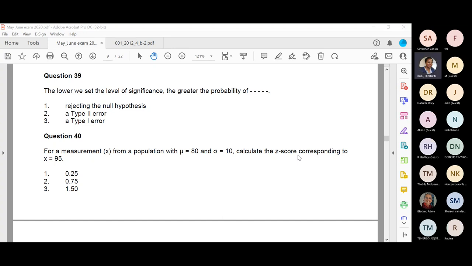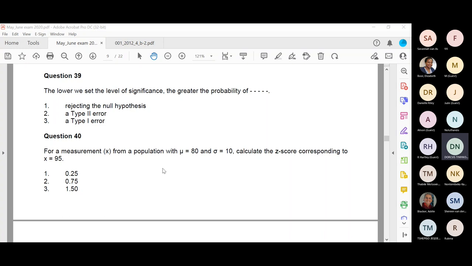The lower your significance level, the lower the power of the test would be, right? If you reduce your significance level, then your region of acceptance gets bigger as a result. So you are less likely to reject your null hypothesis when your level of significance is lower. So then it can't be number one.